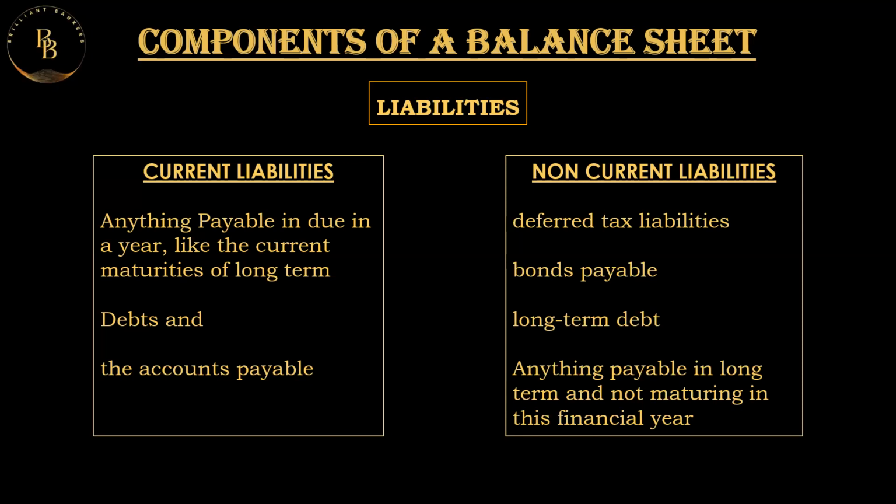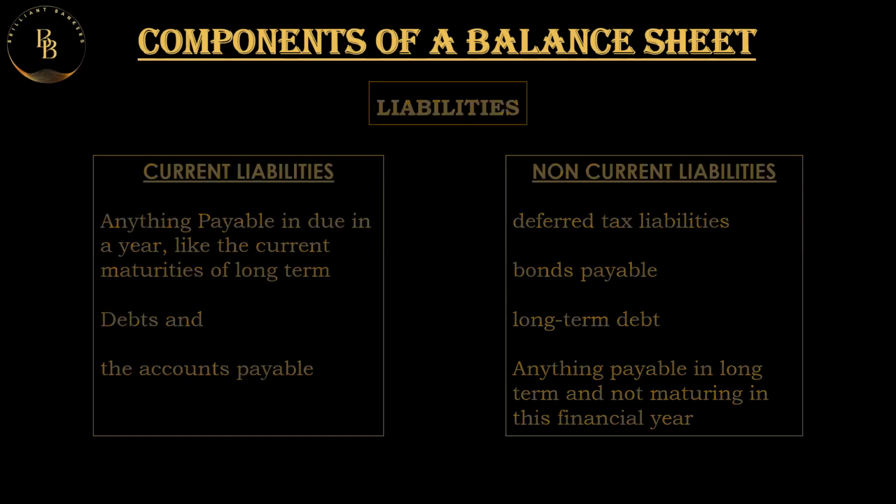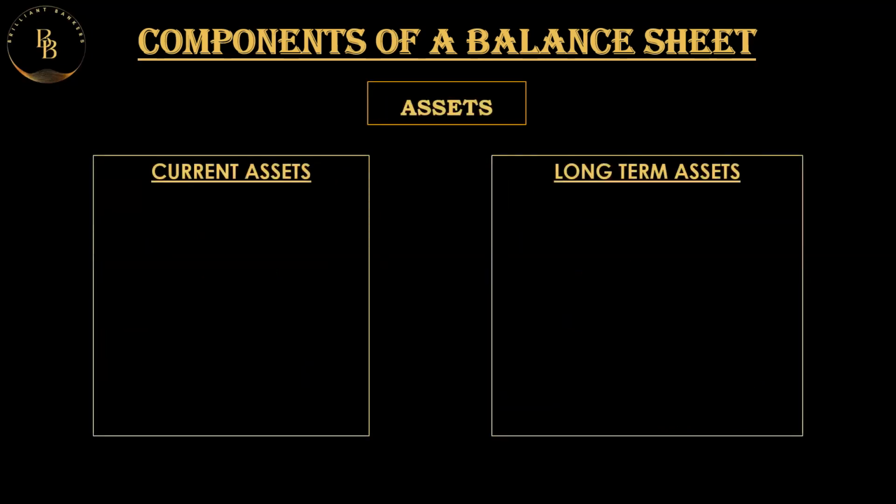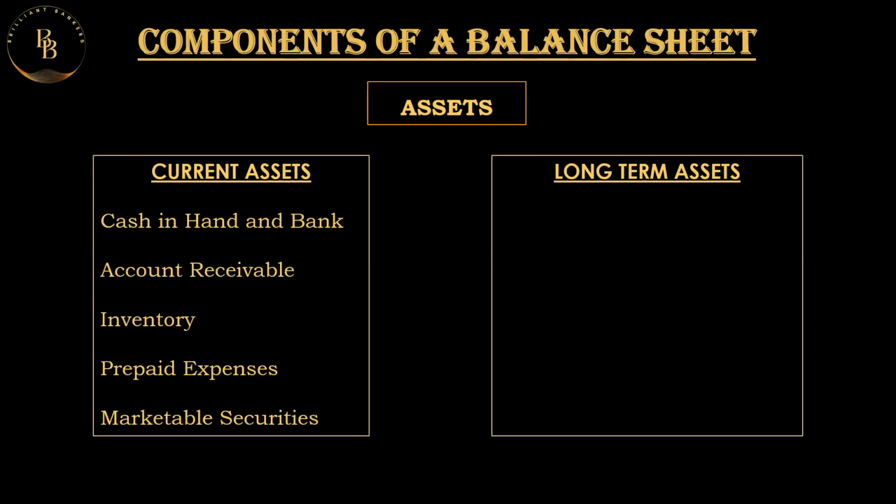The same is the case of assets. Assets are also divided into two parts. There are current assets and the long-term assets. In this session, the current assets, the assets that can be converted easily into cash within a year or less are called the current assets.